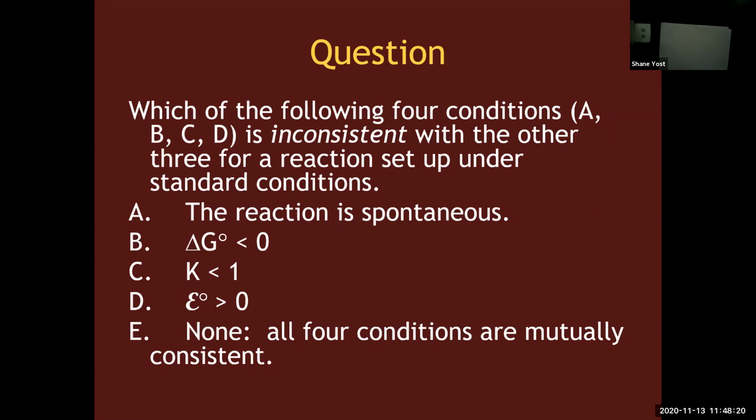Questions about this? And things like this are good sanity checks when working on problems, to just say, does my answer at least qualitatively agree with what I should expect to get based off of whatever information? Should I expect to get a positive delta G or a positive cell potential or a K less than 1? What things should I expect for my answer when calculating them?